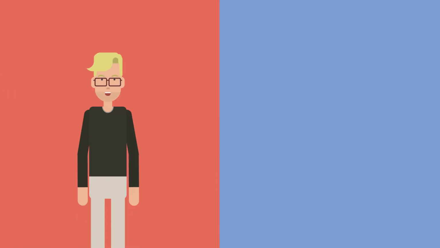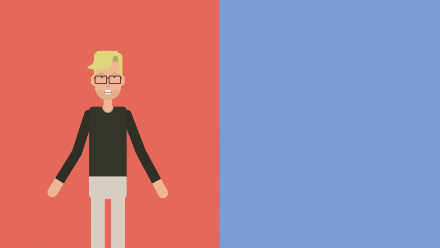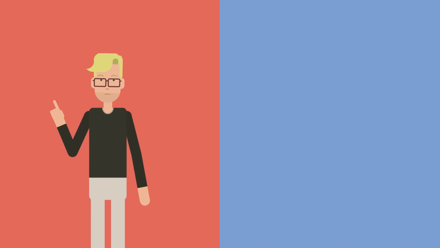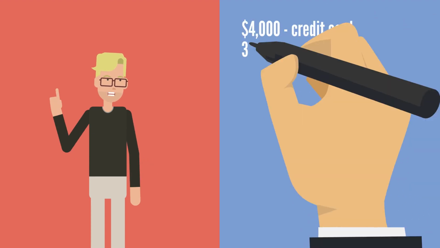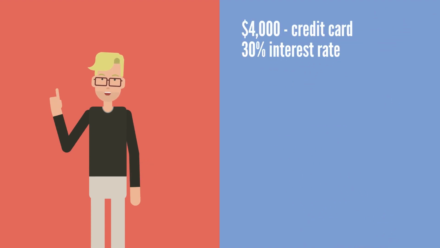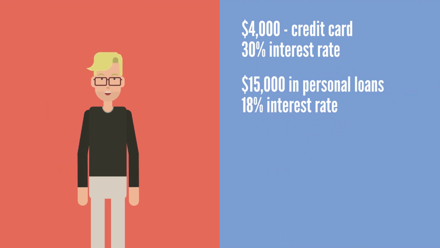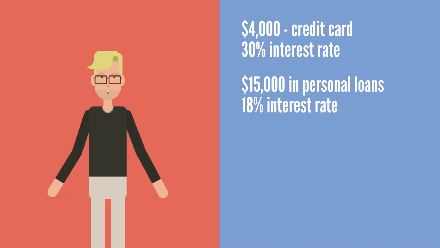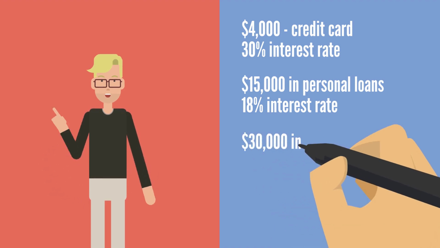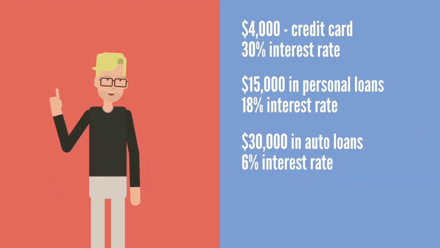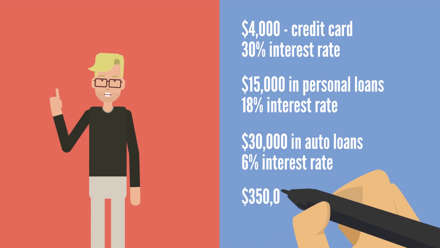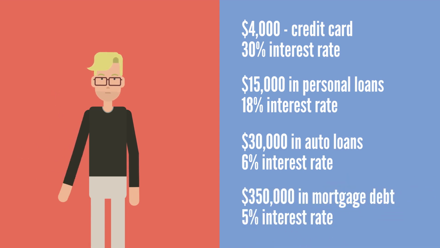Let's look at another real-life example of a person with 5 loans to help make this point more clear. This guy owes $4,000 in credit card debt at a 30% interest rate, $15,000 in personal loans at an 18% interest rate, $30,000 in auto loans at a 6% interest rate, and $350,000 in mortgage debt at a 5% interest rate.